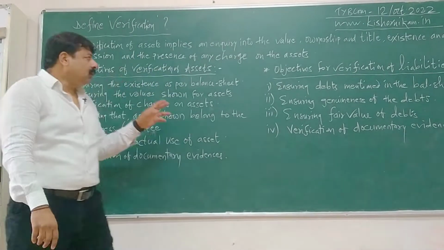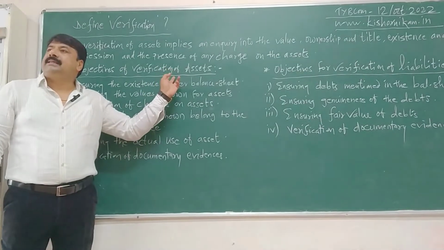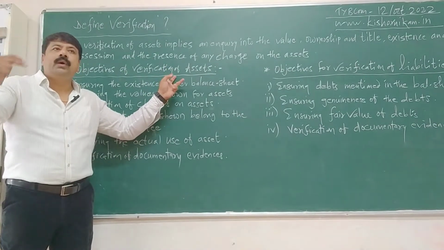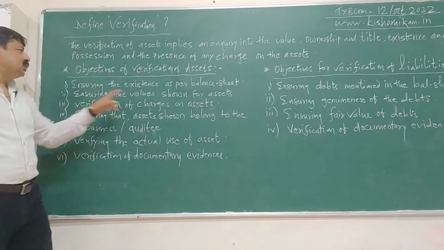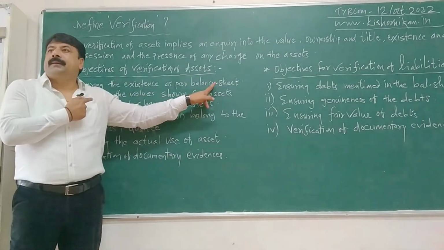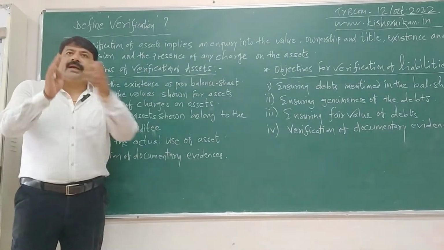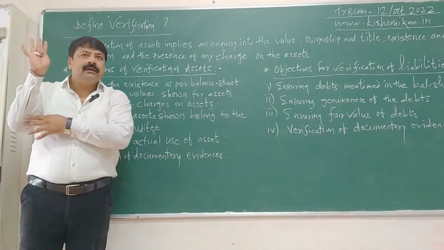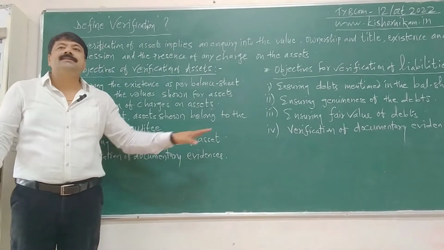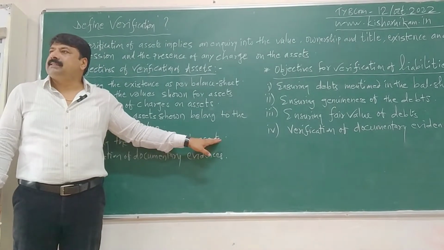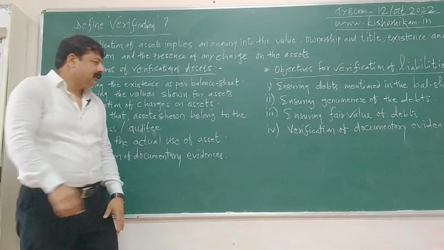Clear? So what are the objectives of verification of assets? As an auditor, what is your role? Number one, ensuring the existence as per the balance sheet. You have to take the balance sheet, asset side. Now if you see assets, what do you mean by assets? What is the meaning of assets?